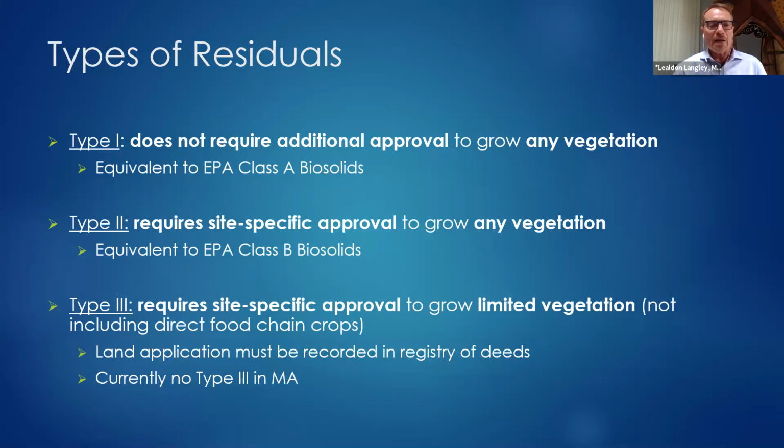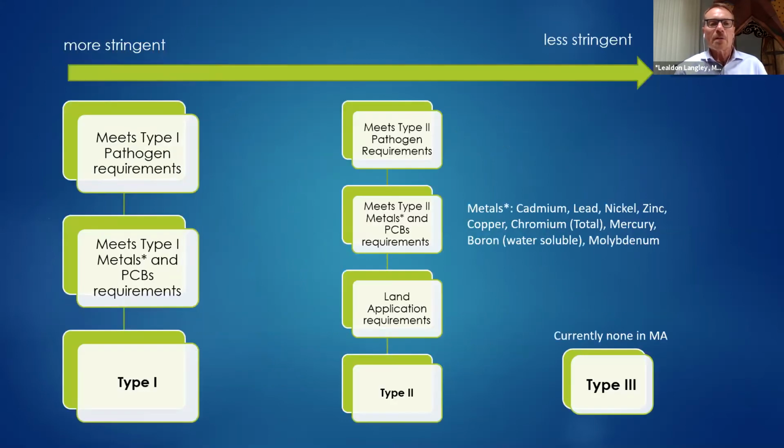There's also a class named type 3s. They are limited to growth of vegetation that does not include food chain crops, and require that if land application occurs, it must be approved, and the record of land application must be recorded at the Registry of Deeds. We currently have no type 3 residuals products that we've approved in Massachusetts. So for the purposes of our discussions, we won't be really treating that issue further. Next slide, please.